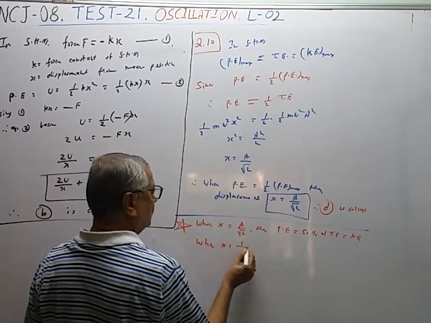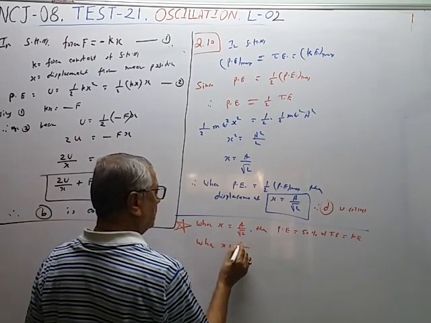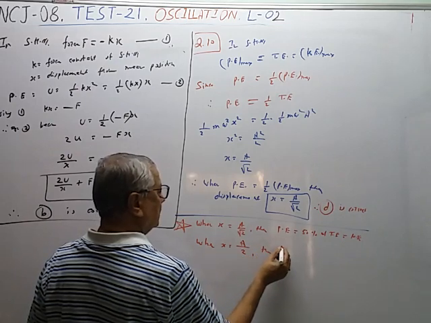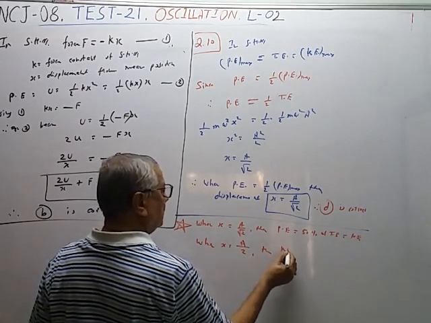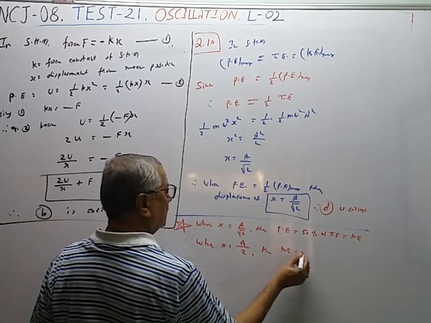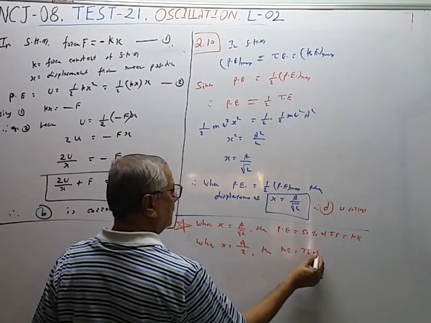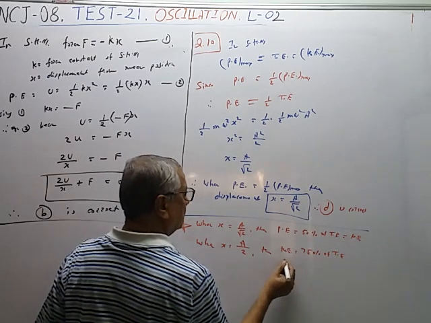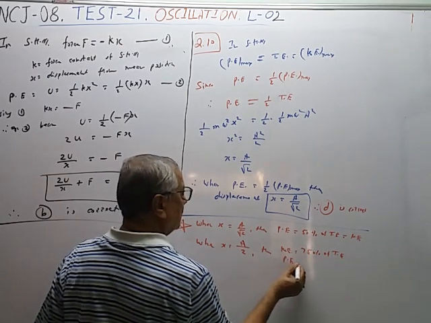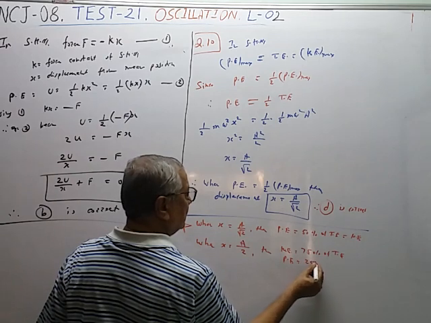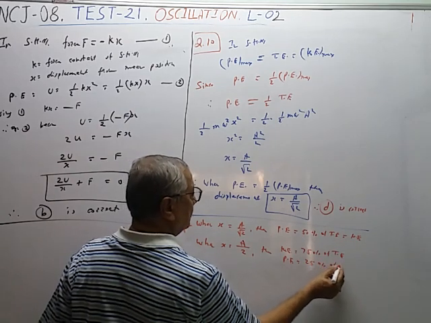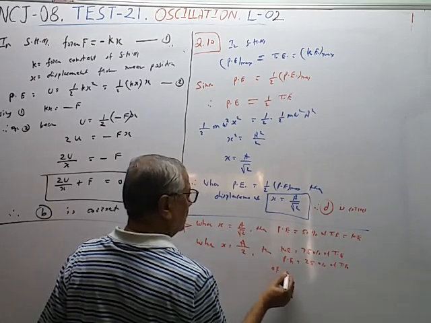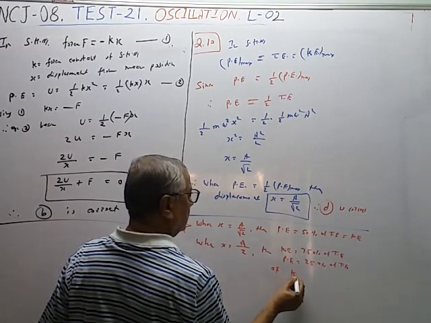When x is equal to A by 2, then K is equal to 75% of total energy. P is equal to 100 minus 75, that is equal to 25% of total energy, or K is equal to 3 times P.